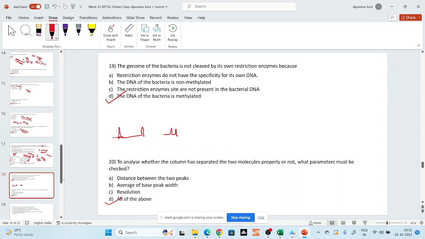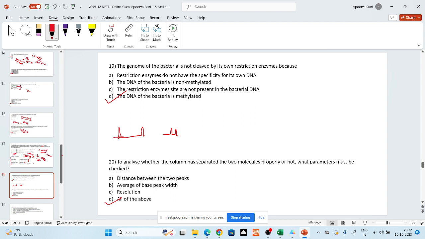If only one criterion is fulfilled, say the distance between the two peaks is large, but the base peak width is too much, then our separation has not been done properly. So basically, resolution, which determines whether the two molecules are separated properly or not, depends upon the distance between the two peaks and the average of the base peak width.